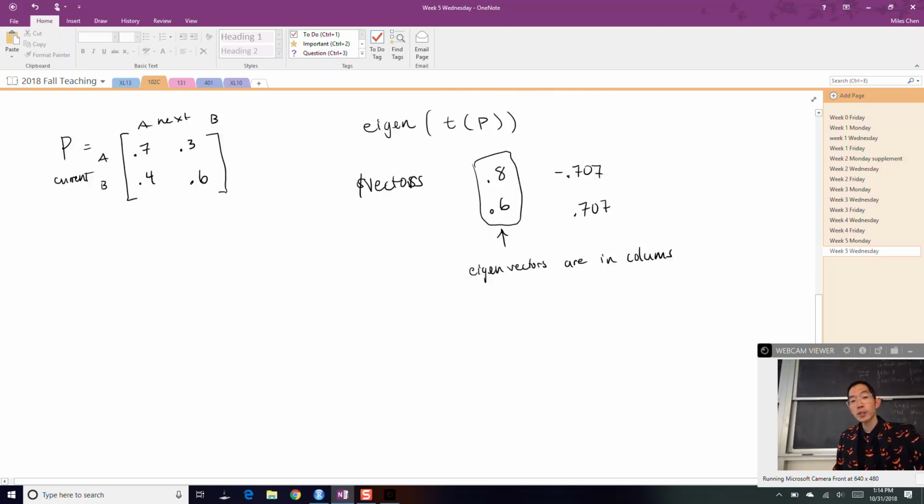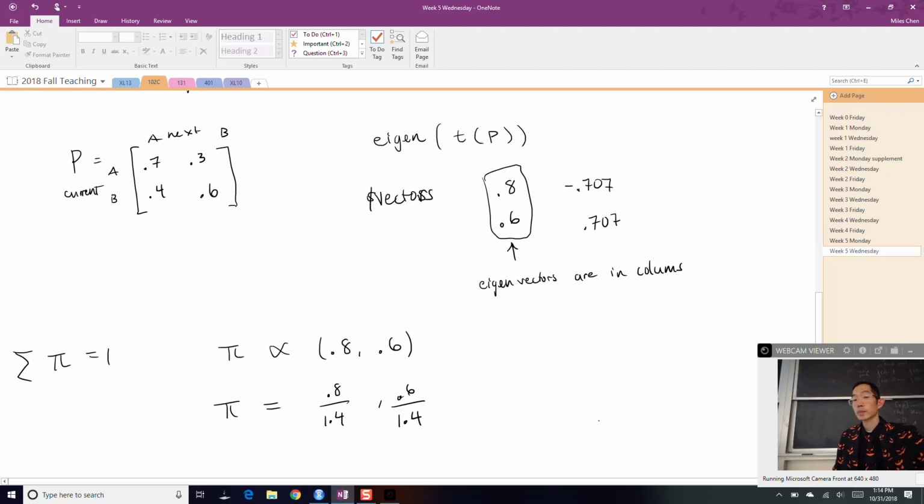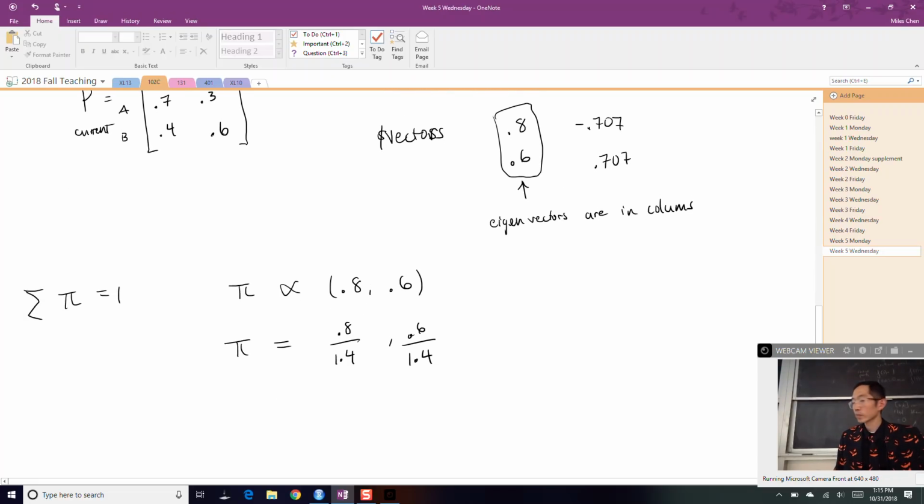So this is basically our first eigenvector, okay? The thing about pi is that the sum of its entries has to equal 1. So basically, pi is going to be proportional to the vector 0.8, 0.6. So I just take the sum of this, and pi will be equal to 0.8 divided by 1.4 and 0.6 divided by 1.4, which ends up being 4/7 and 3/7.